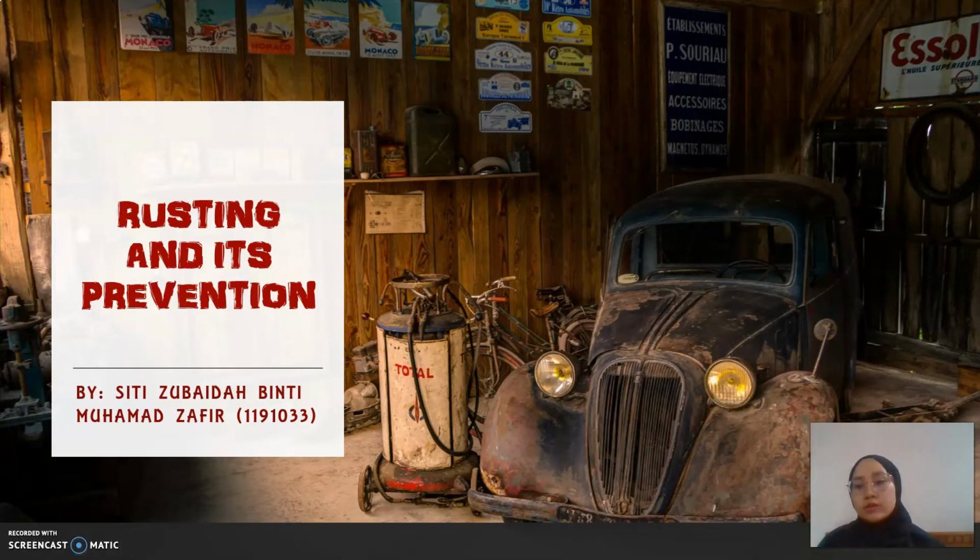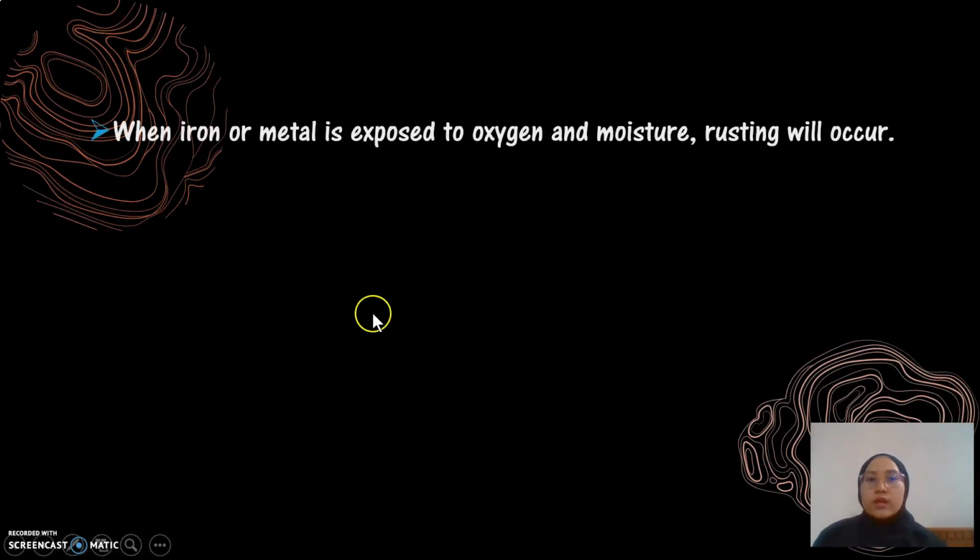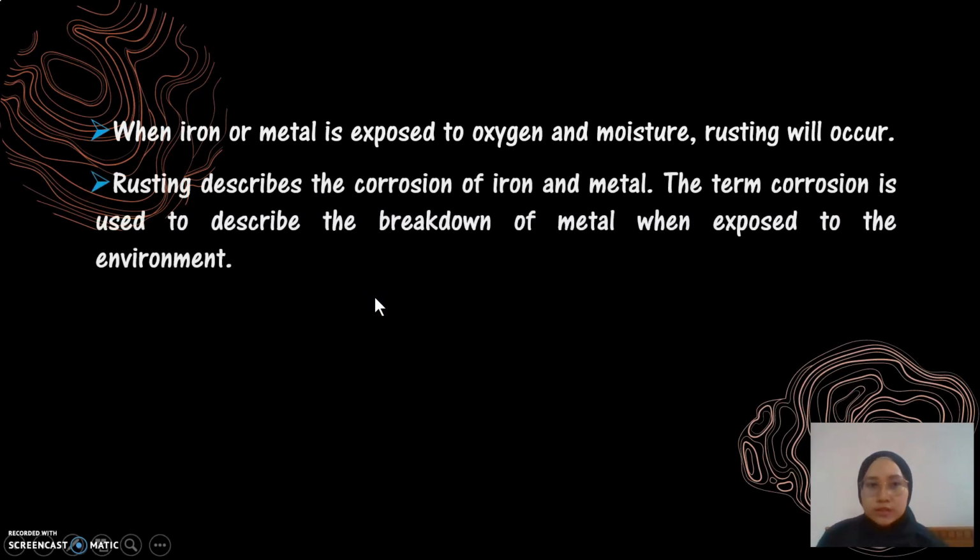So today I'm going to talk about rusting and its prevention. So when iron or metal is exposed to oxygen and moisture, rusting will occur. So rusting describes the corrosion of iron and metal. So the term corrosion is used to describe the breakdown of metal when exposed to the environment.